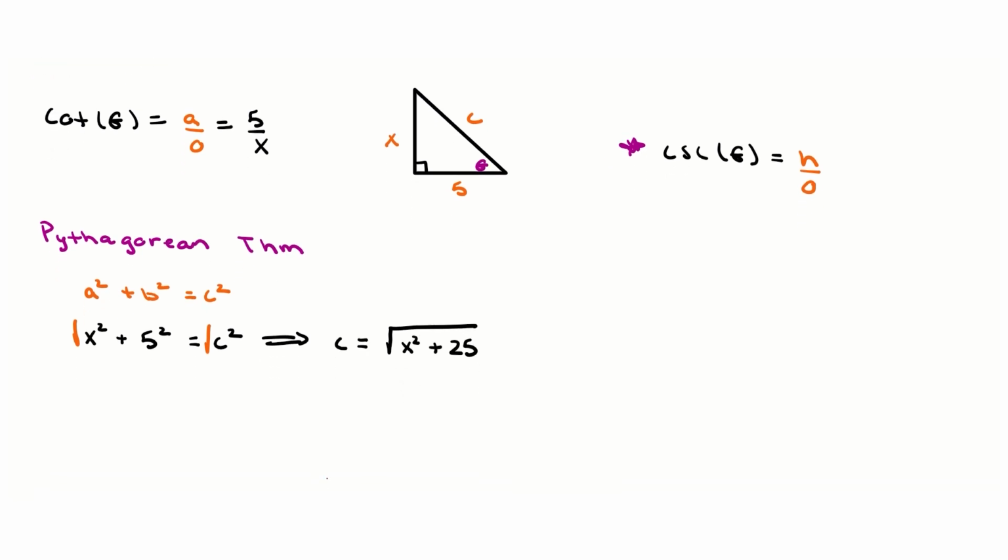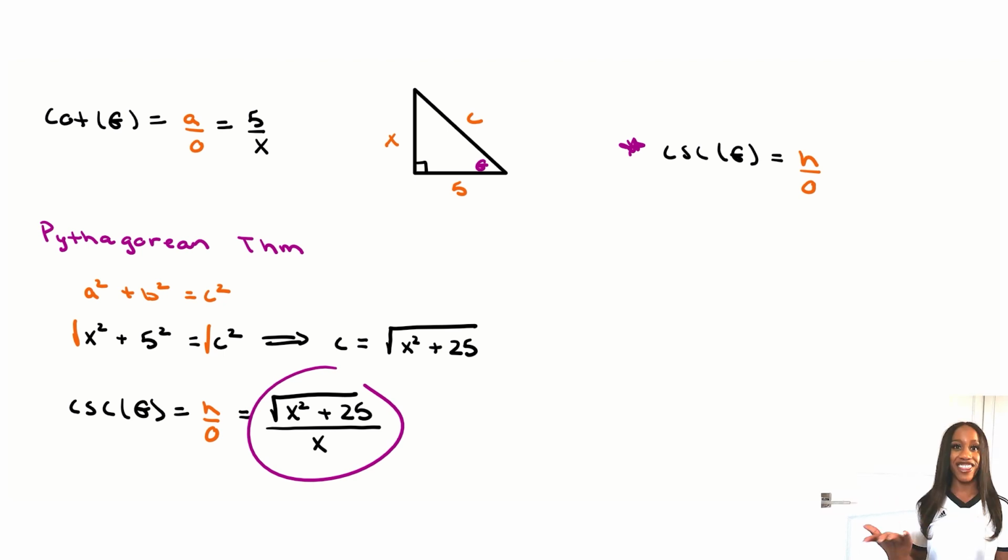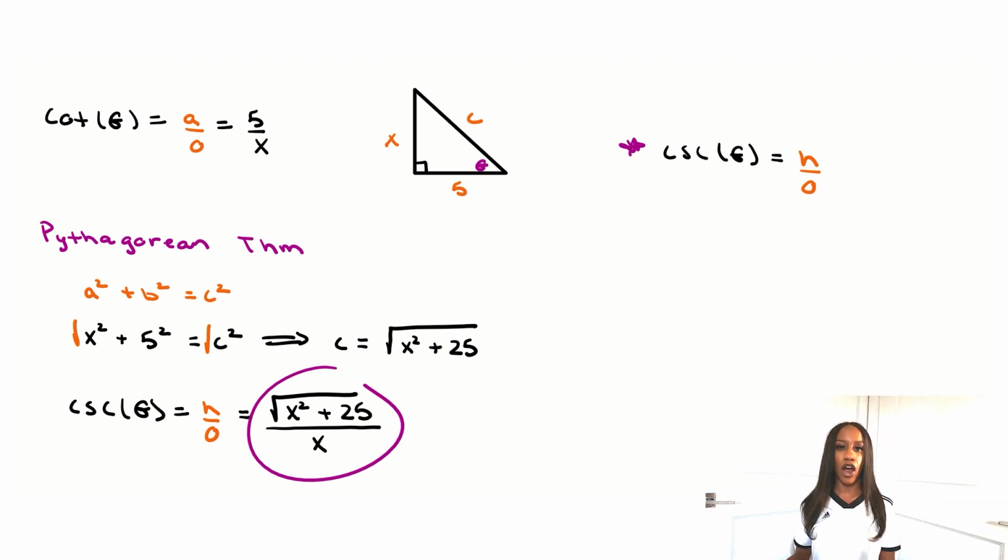Now that we have our hypotenuse, we see that the cosecant of theta, which again equals the hypotenuse over opposite, equals our hypotenuse, which equals the square root of x squared plus 25, over the side opposite of theta, which equals x. And there you have it. We've been able to express our trig function as a purely algebraic function.